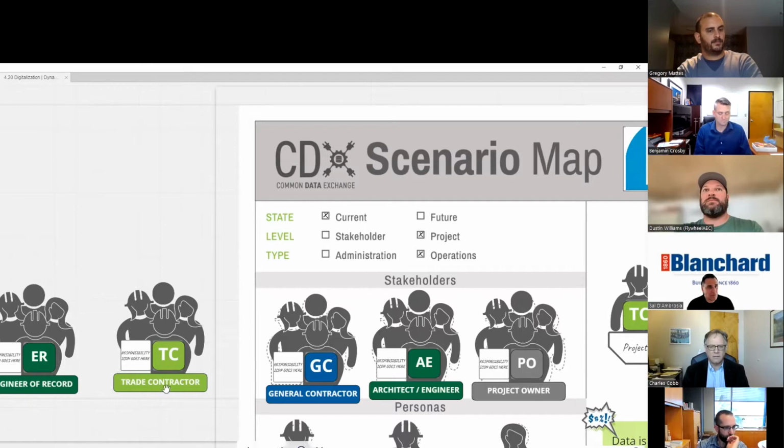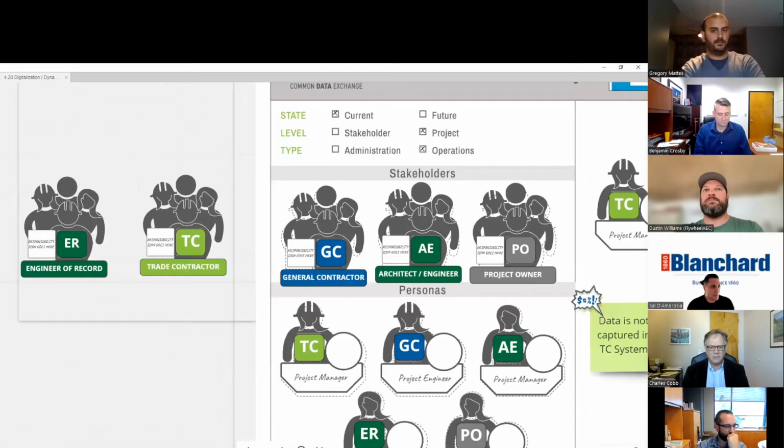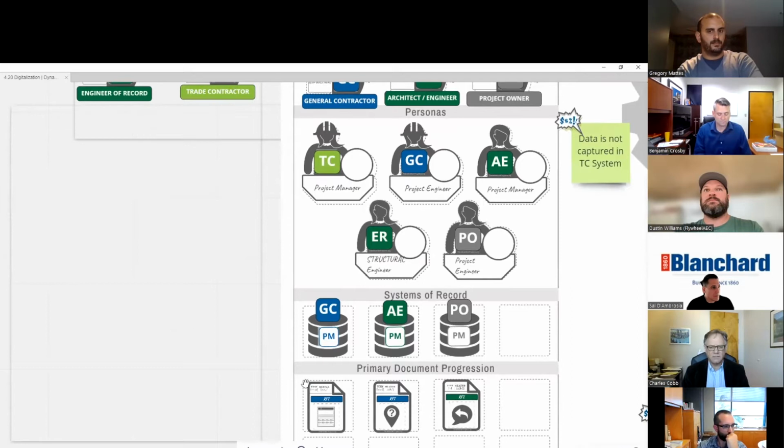So you'll notice here we've accounted for all the stakeholders, from your project owner through your engineer of record. These were the folks that the team came up with. Within each one of those stakeholders, there are specific personas doing specific things. There may be multiple personas within an organization that contribute in one of these scenarios. We wanted to make sure we identify the systems of record, because in pretty much every case, there's a different database, a different environment for the different stakeholders to work in.